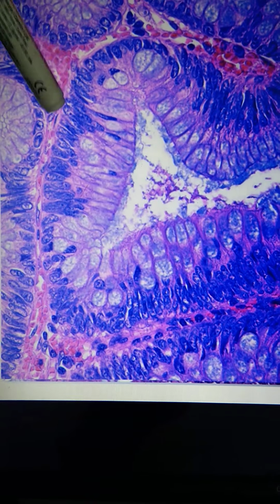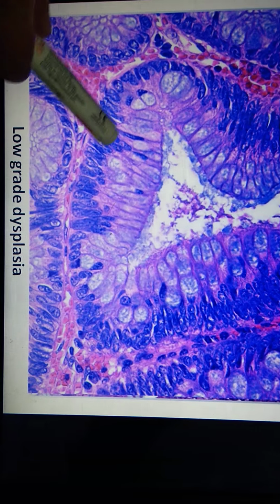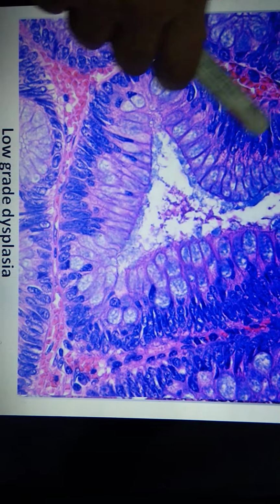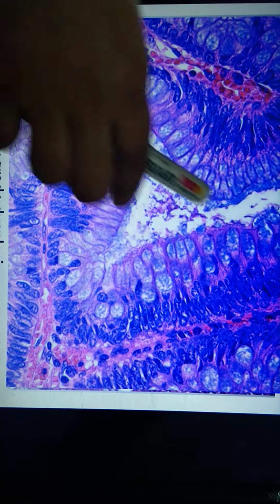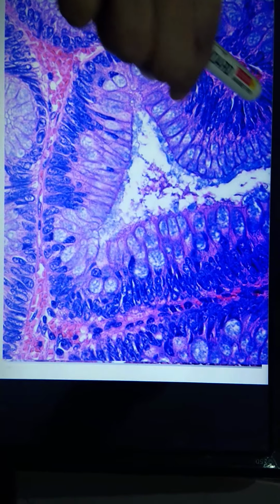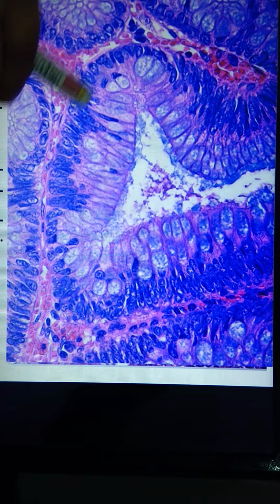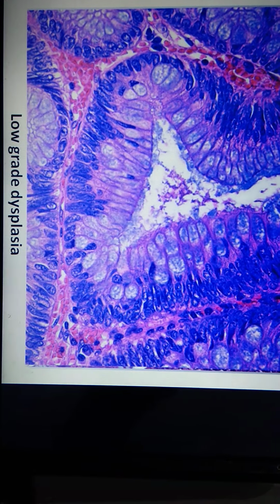So this is a higher power. You see the nuclei have become elongated or pencillate. And there is some sort of overlapping happening here, that is stratification. But none of them have reached the luminal surface. The luminal surface is free of nuclei. They are still here, everywhere in the basal area. Even if you see mitosis, it will also be in the basal layer. And there are of course no nucleoli.